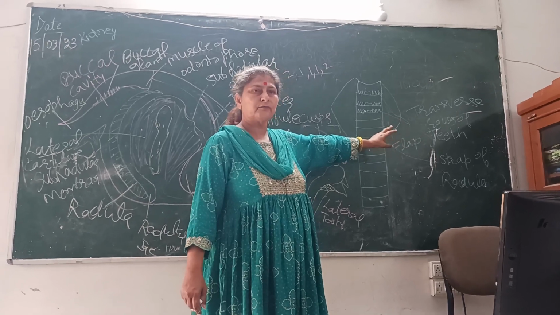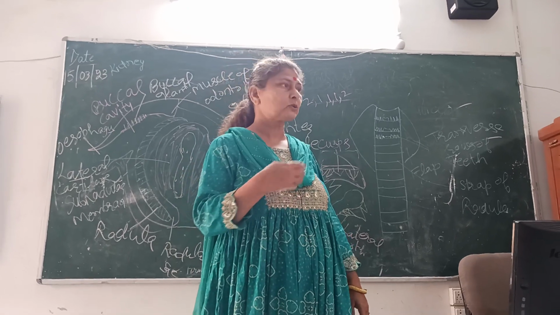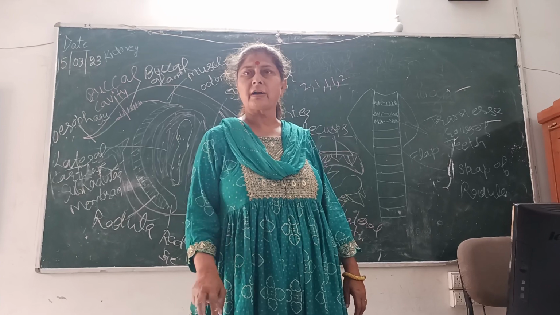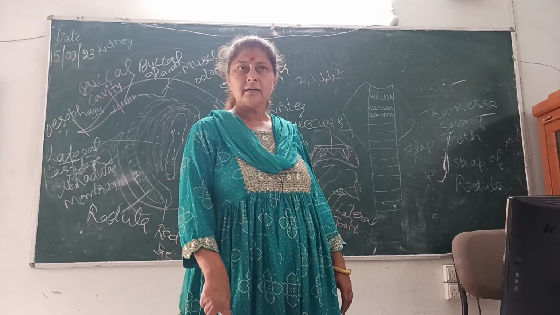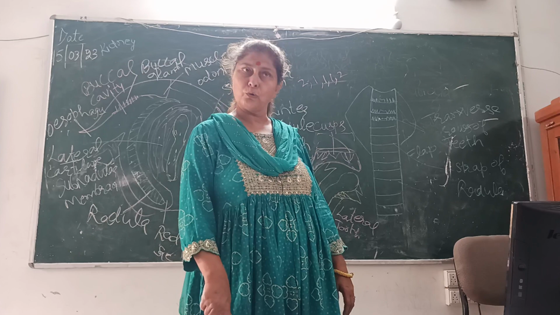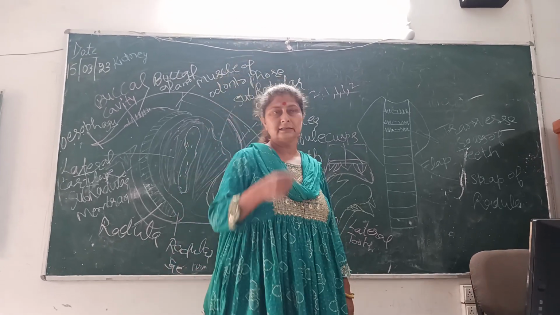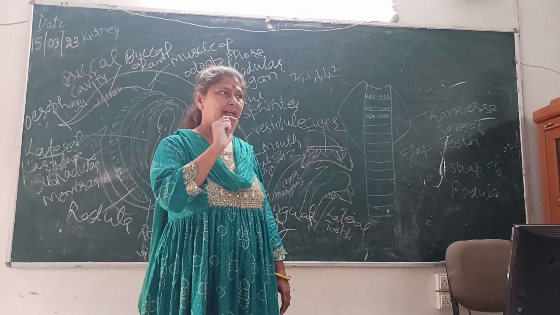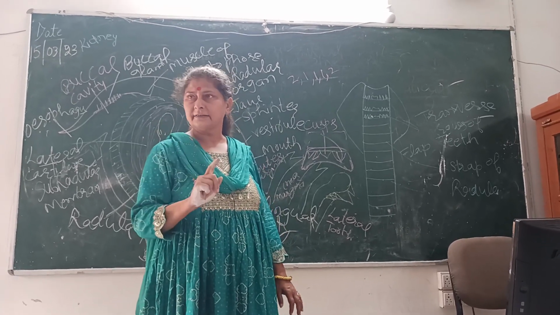Transverse rows of teeth. Like our dental formula, they also have a radular formula. What is this radular formula? It is 2, 1, 1, 1, 2. Just as we write the dental formula, with incisors, canines, premolars, molars of one side.